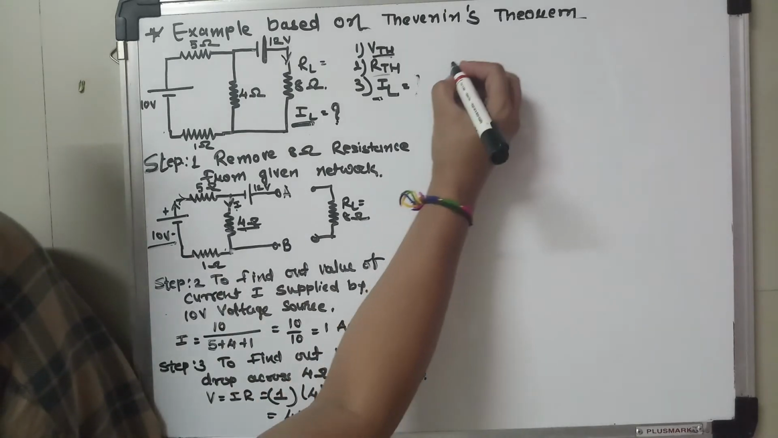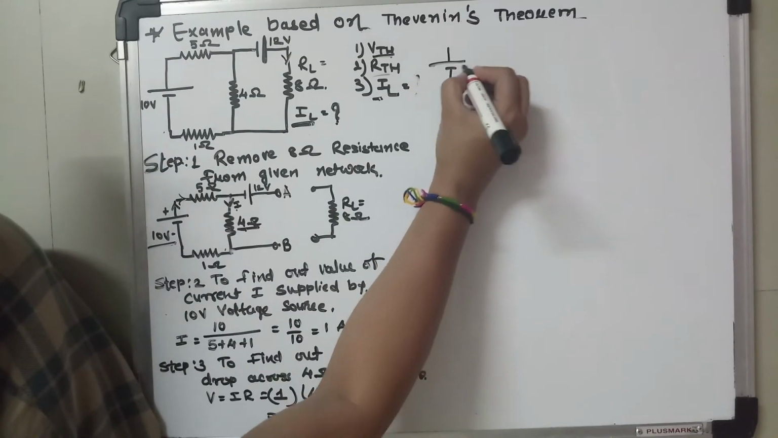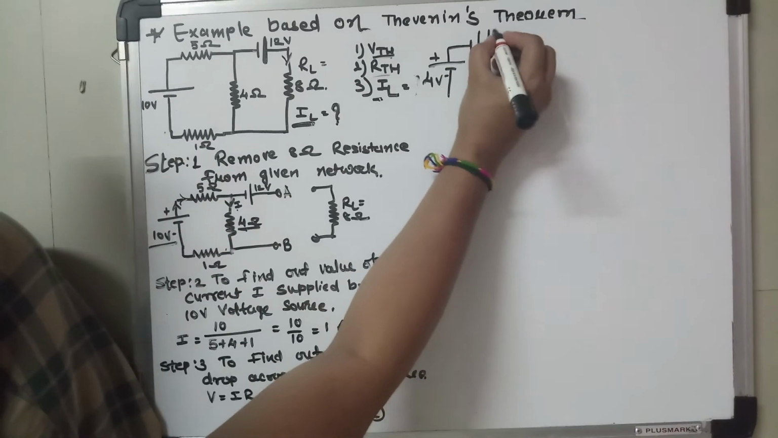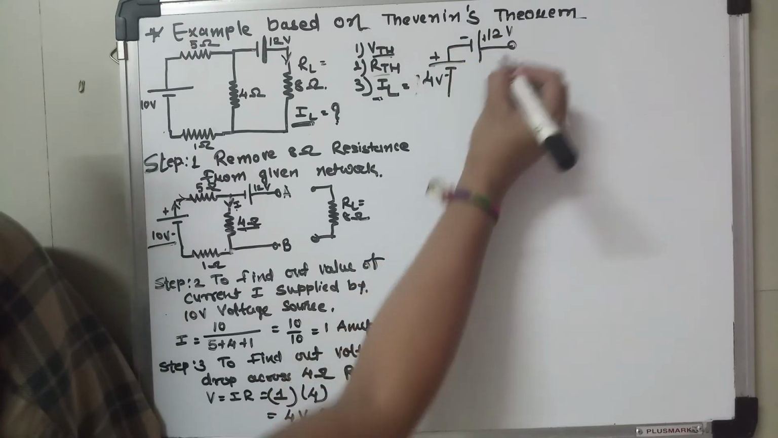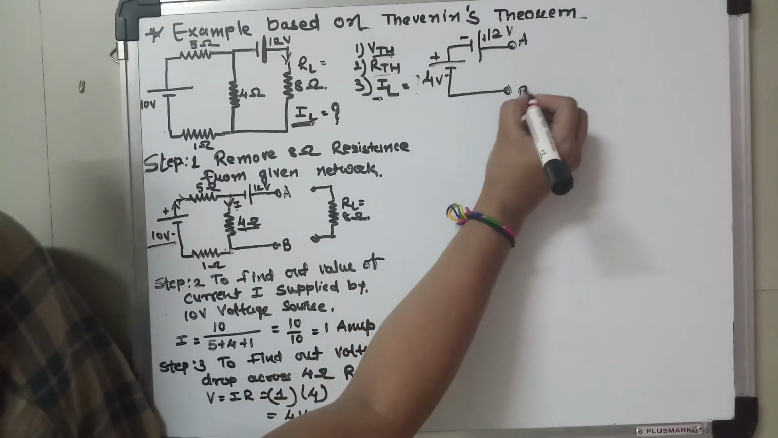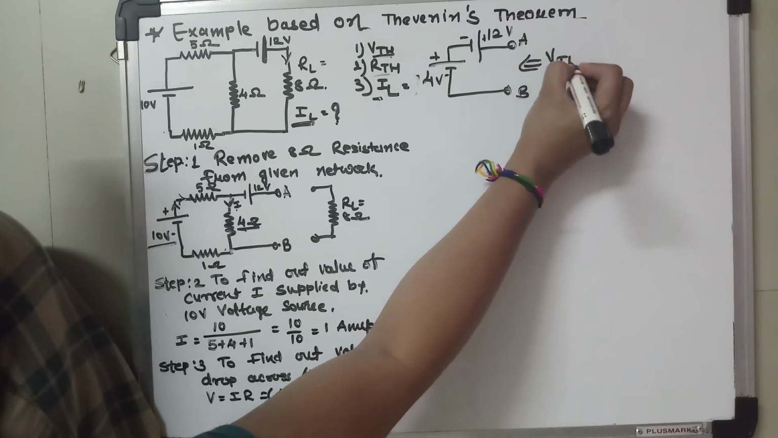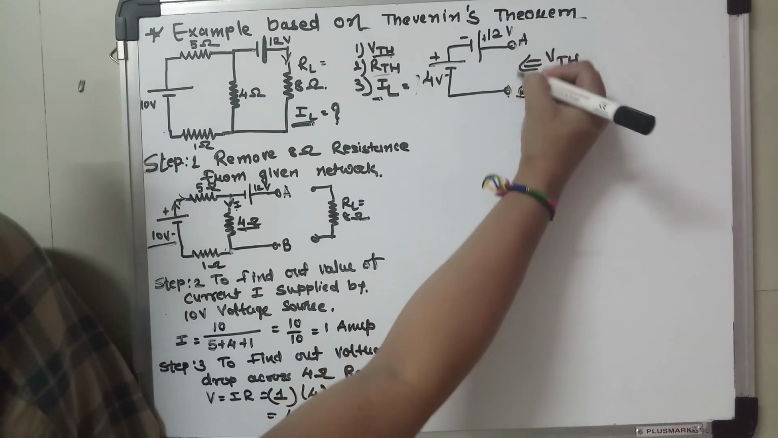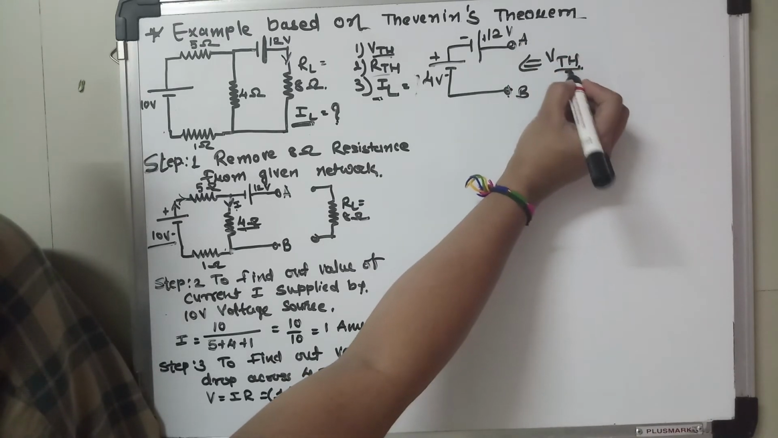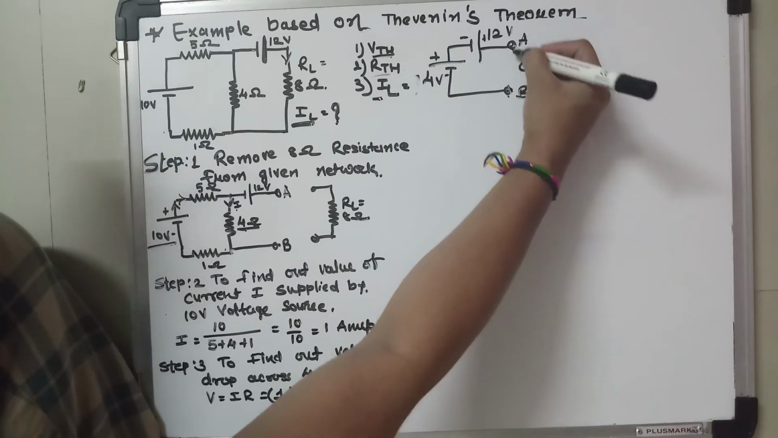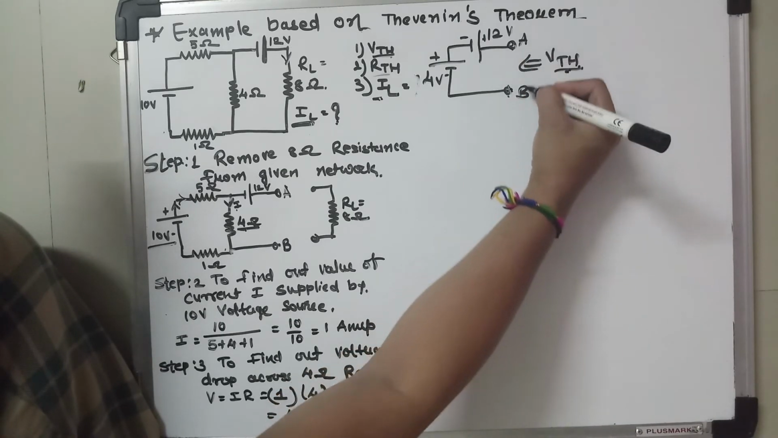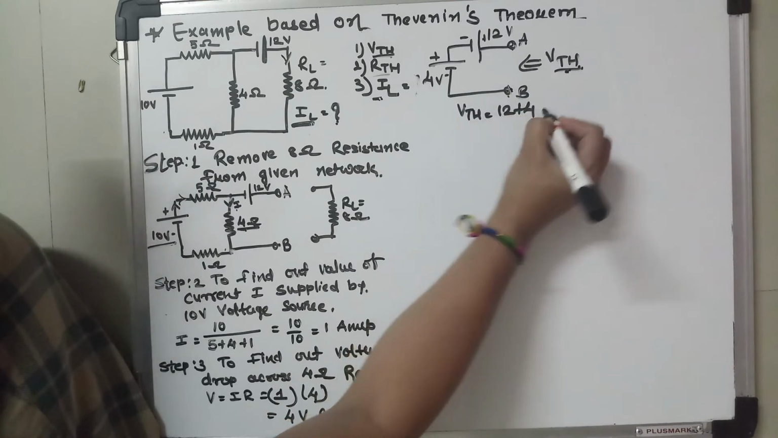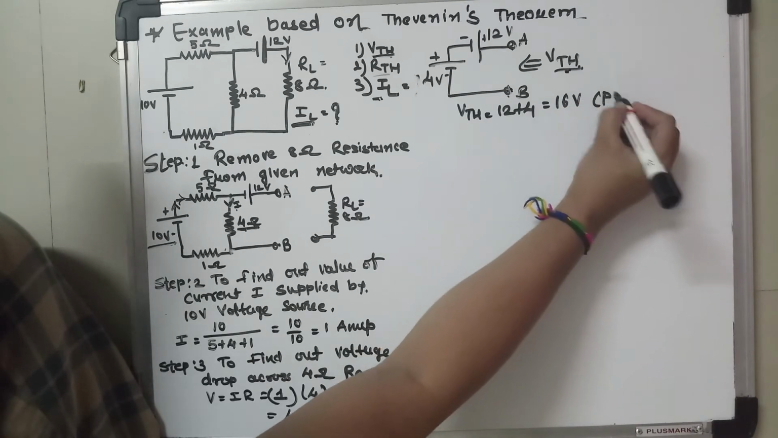So now my circuit will be like this. Here 4 volt positive negative, and here 12 volt negative positive, terminals A and B. Now see VTH. Find out the VTH. VTH is the voltage across the open circuit terminal, the voltage seen from the open circuit terminal labeled A and B. So VTH is equal to 12 plus 4, that is 16 volt positive.